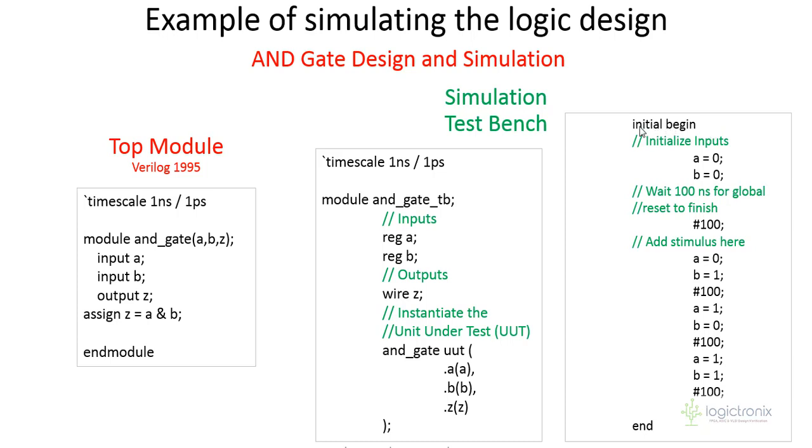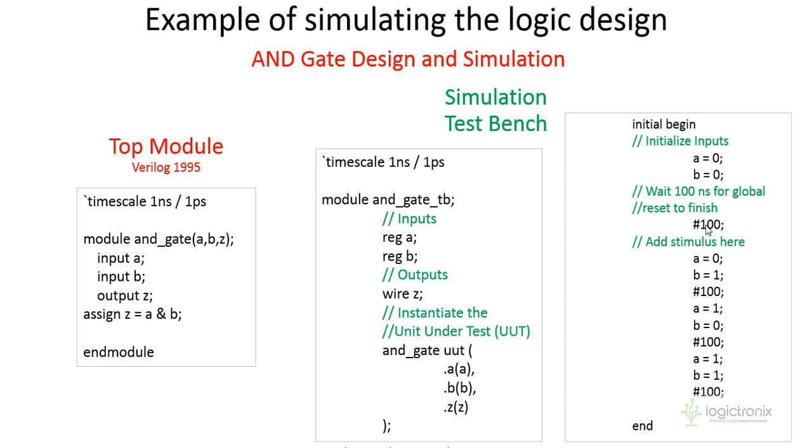Then we have initial begin, which is the starting of the stimulus. Stimulus stands for a set of input values or parameters so we can generate the output. For a basic AND gate, we have four different sets of values: 0 0, 0 1, 1 0, and 1 1. Each set of values is separated by #100. This #100 is the timing unit, in nanoseconds with picosecond precision, so this stands for 100 nanoseconds.